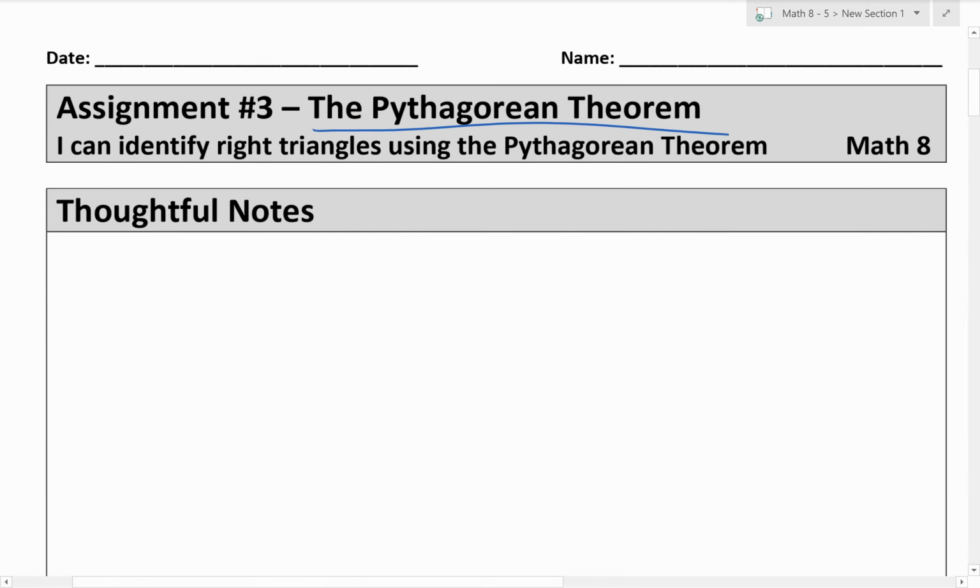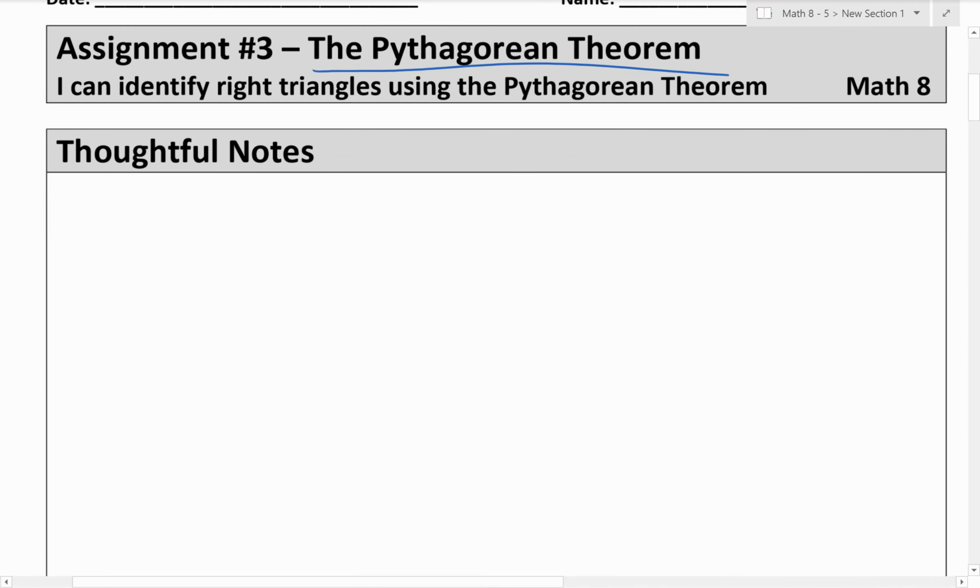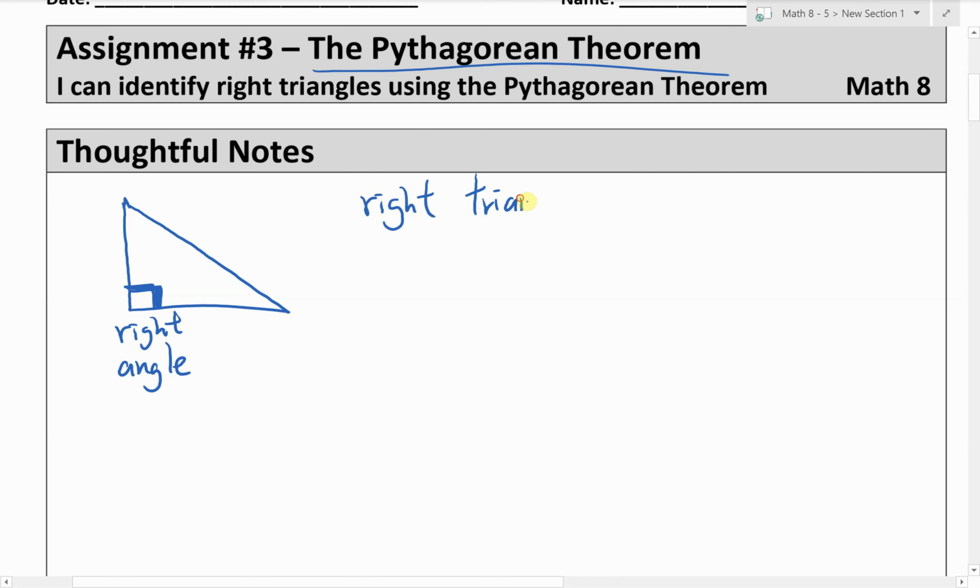Now, the first thing I would like to talk about is actually triangles. Recall, let's say here's a triangle and this is 90 degrees. We call this a right angle. 90 degrees is what we call a right angle. So when you have a triangle with one right angle, this is called a right triangle.